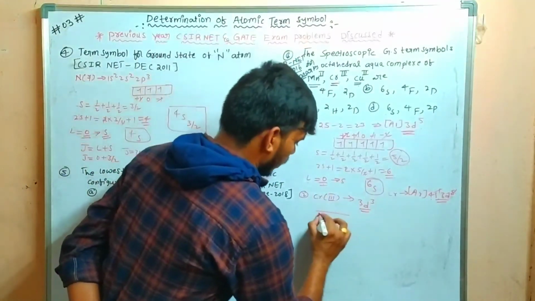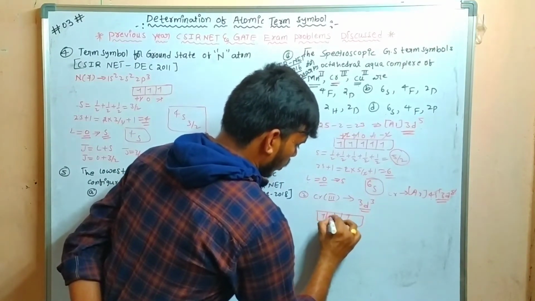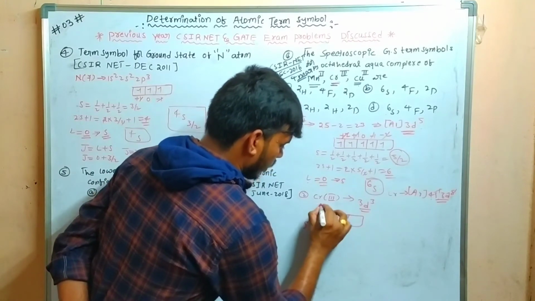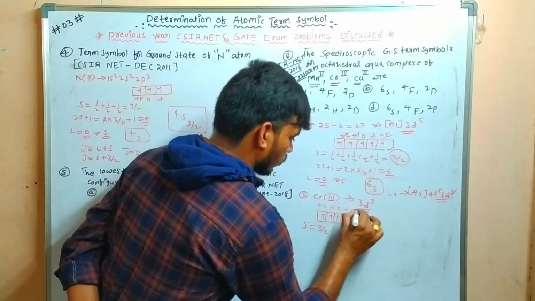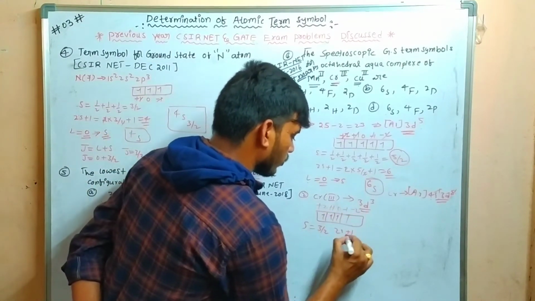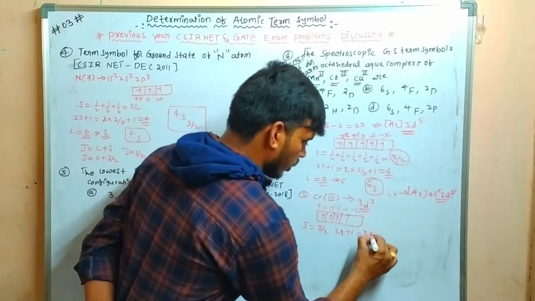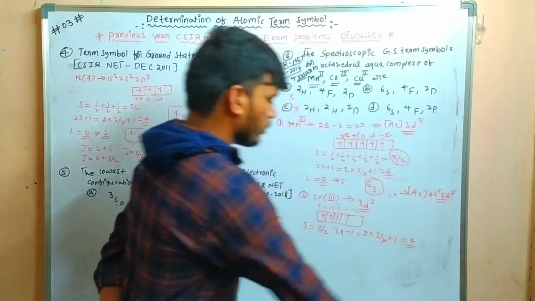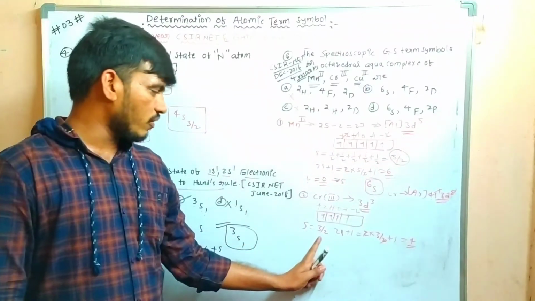So we have to calculate the term symbol: 1 2 3, and the boxes 1 2 3 4 5. So S value is equal to 3/2. Here the values are +2, +1, 0, -1 and -2. So S is equal to 3/2, the spin quantum number value. The spin multiplicity value is 2S plus 1, which is 2 into 3/2 plus 1, the 2 is cancelled. So spin multiplicity value is 4, and the spin quantum number value is 3/2.